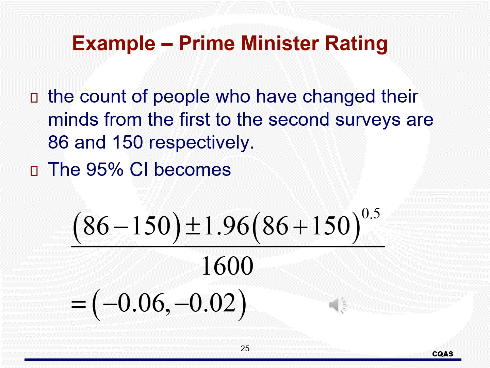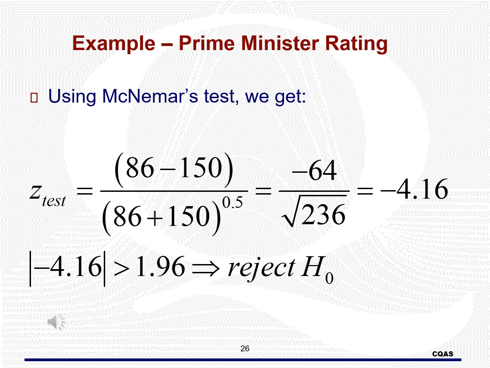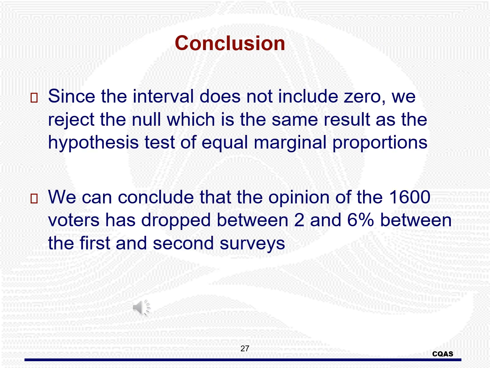Let's see what the hypothesis test gives for results. Here, since this is a z-test, we will use the normal distribution. For alpha equals 0.05, the critical value becomes 1.96 for a two-sided test. In this case, we will reject the null since 4.16 is greater than 1.96. Let's draw conclusions. Since the interval does not include 0, we reject the null, which is the same result as the hypothesis test of equal marginal proportions. We can conclude that the opinion of the 1,600 voters has dropped between 2 and 6% between the first and second surveys.